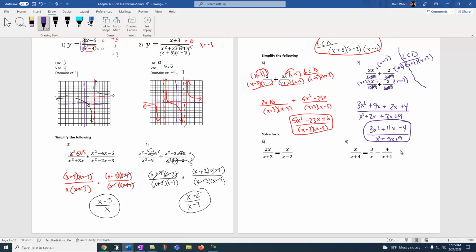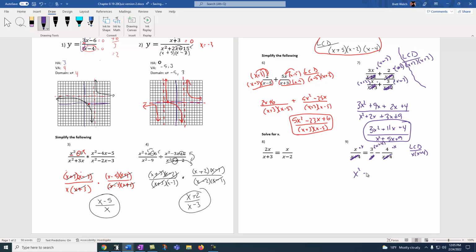I'm actually going to do number 9 right now because it's the same basic principle. The LCD on number 9 is x times x plus 4. And we're going to do the same multiplication on all three of these pieces. Again, we have the equal sign, so we can multiply the left and the right by our LCD. The x plus 4 is going to cancel in this first spot, and I'm going to have to multiply by x. The x is going to cancel in the second spot, and I'm going to have to multiply by x plus 4. And the x plus 4 is going to cancel in the third spot, and I'm going to have to multiply by x. Well, x times x is x squared.